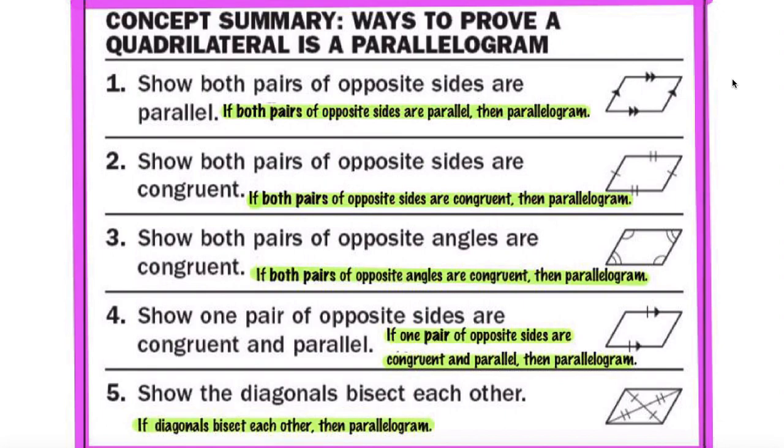The fourth option is to prove that one pair of opposite sides is congruent and parallel. Has to be the same pair of sides being both congruent and parallel. And if this is true, then you have a parallelogram.